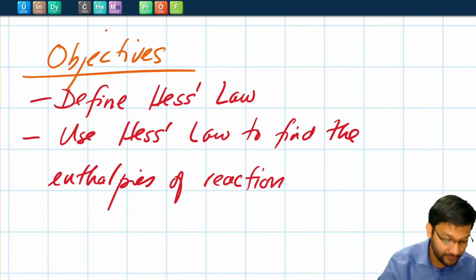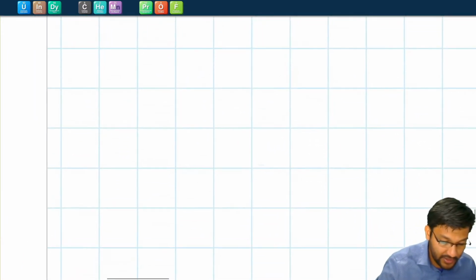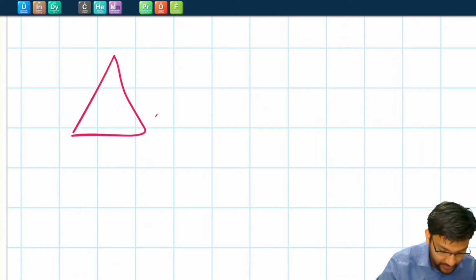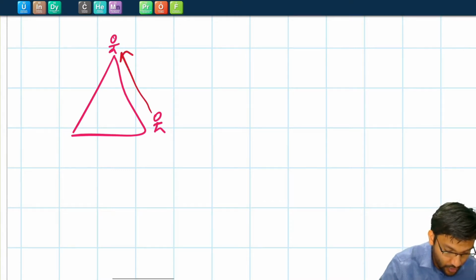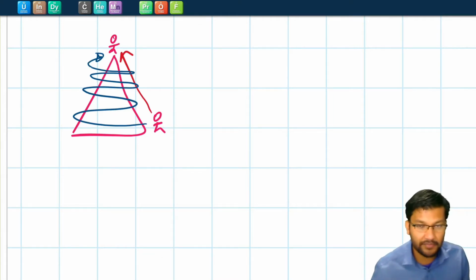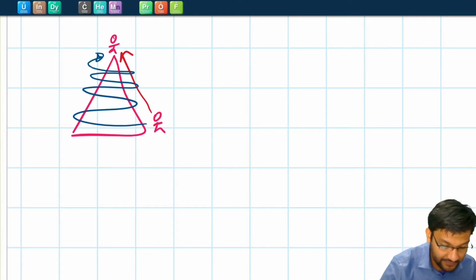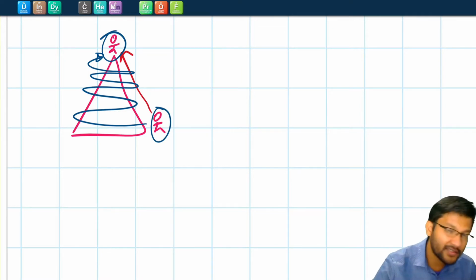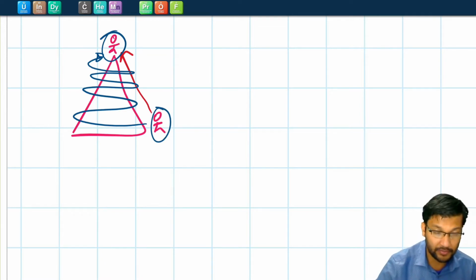Let's get started. So earlier in this chapter, we talked about state functions, and I gave the example of a climber trying to climb a mountain, and I said it didn't matter whether the path was direct or he took a different path. A state function simply depends on whatever state you were in when you started and whatever state you're in when you ended. Doesn't matter the path you took to get there. So how does this apply to standard enthalpies?